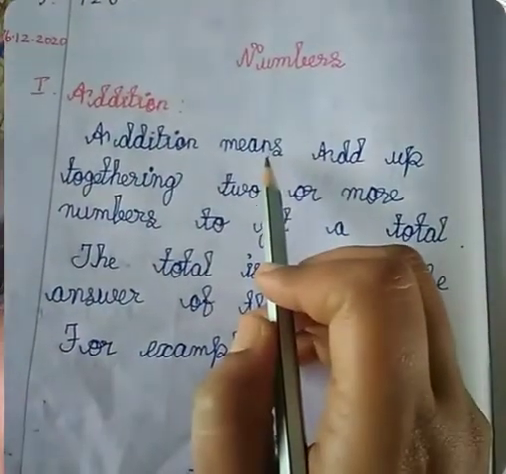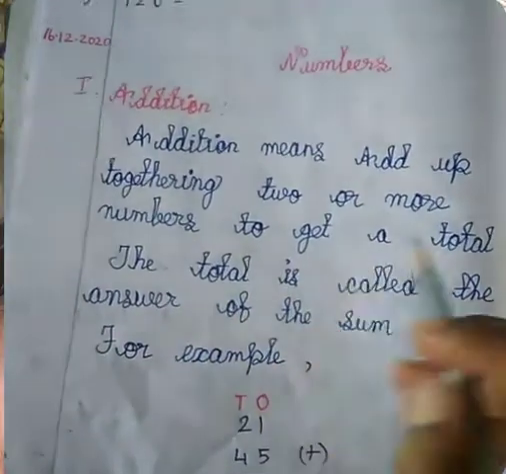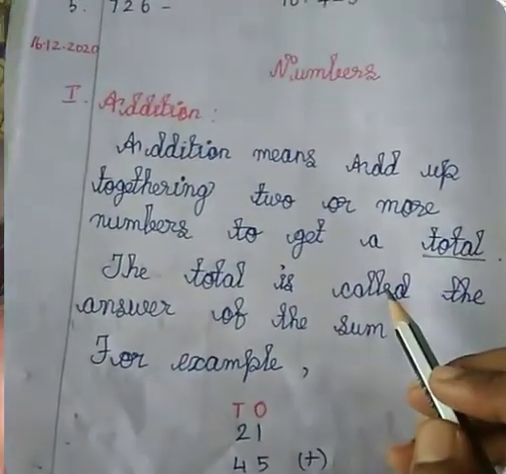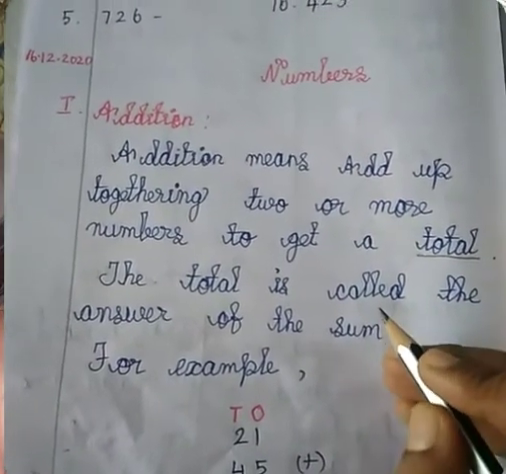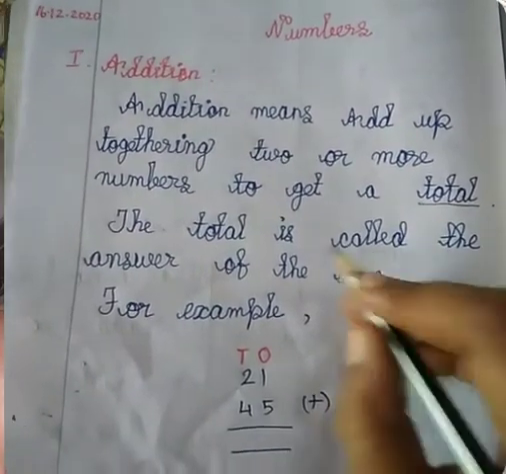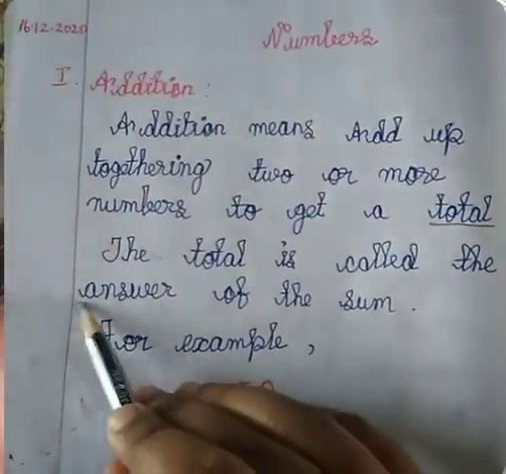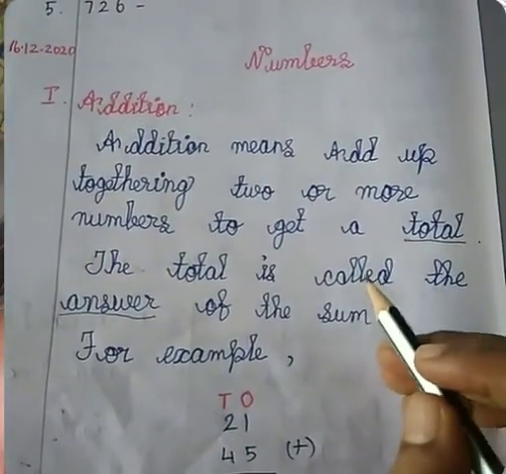Addition means what? You already know. Addition means adding up two or more numbers together to get a total. We are adding two or more numbers to get a big total. It is called addition. The total is called the answer of the given sum. This is addition.